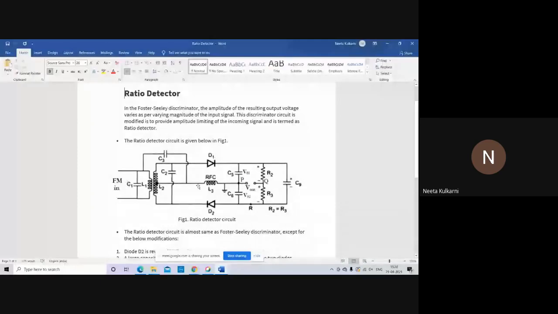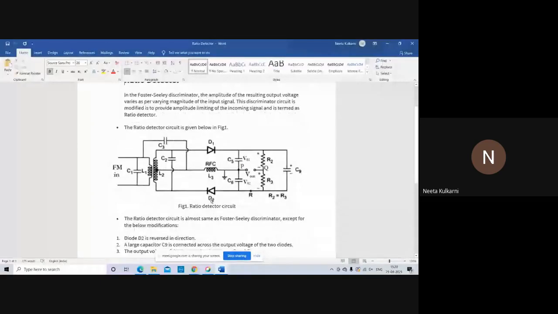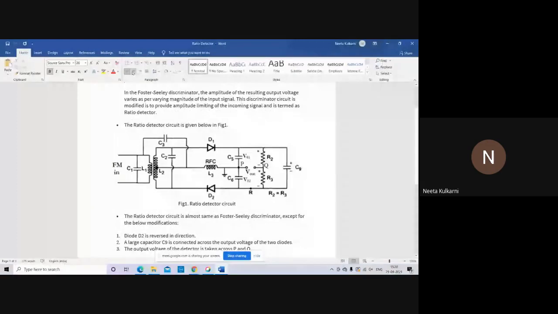Only what is the difference? So I will just read. In the Foster-Cini discriminator the amplitude of the resulting output voltage varies as per the input signal, and the discriminator circuit is modified to provide amplitude limiting of the incoming signal, and it is termed the ratio detector. So the ratio detector and Foster-Cini discriminator are almost the same. Only 2-3 changes are there in the circuit, and then it is converted into the form of a ratio detector.